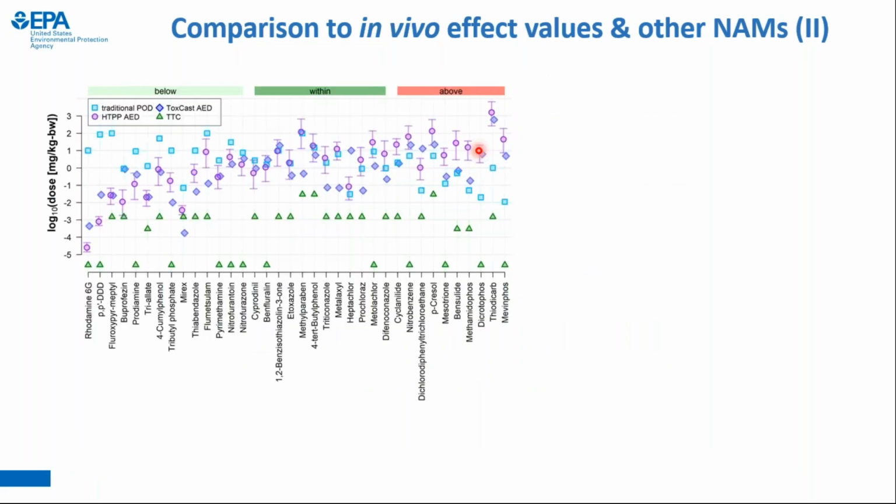This is a different view of the same data, where I've also overlaid our variability in our estimation. And then I wanted to see where the traditional point of departure falls in relation to this estimated range.